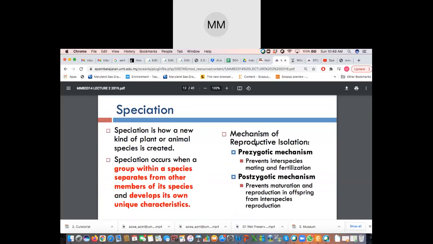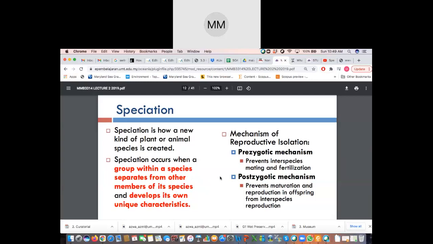So one of the examples that the talker was explaining was more of a geographical barrier. But speciation actually has a lot more different forms rather than just geographical. But again, first let's go to the definition. Speciation is how a new kind of organism is created. Speciation occurs when a group within a species separates from other members of its species and develops its own unique characteristics, just like the one you saw in the video.